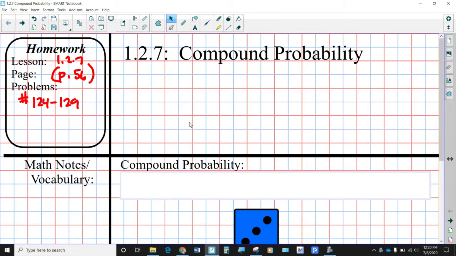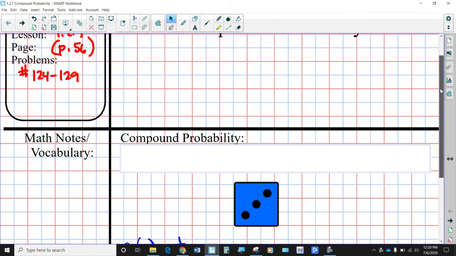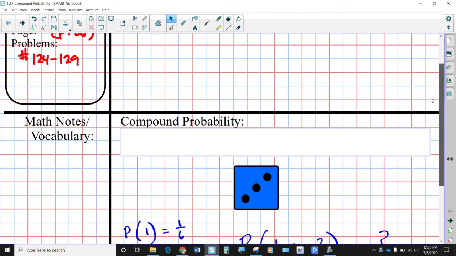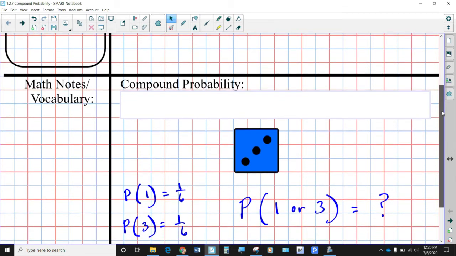Now, what we were doing earlier in this chapter, where, what's the probability of flipping a head, what's the probability of rolling a die and getting a 2 on the die, that was considered simple theoretical probability. But as I'm sure you're aware, things can get a little bit more complex. So we have compound probability.